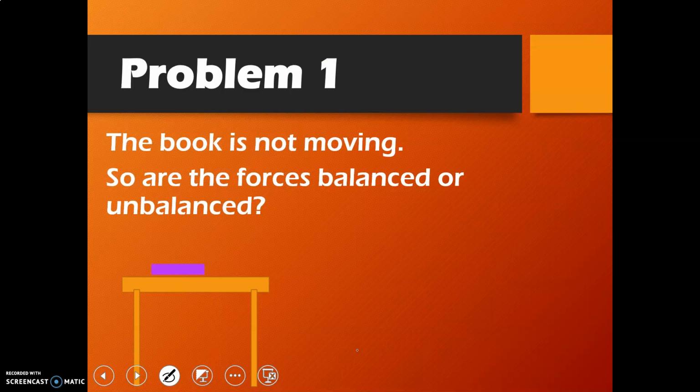All right, let's do a couple of examples. So problem 1. The book is not moving. So you have a really pretty purple book resting on a table. So are the forces balanced or unbalanced if the book is not moving? Yes, they are balanced. So remember, balanced means that it's either not moving or maybe it's a constant motion.